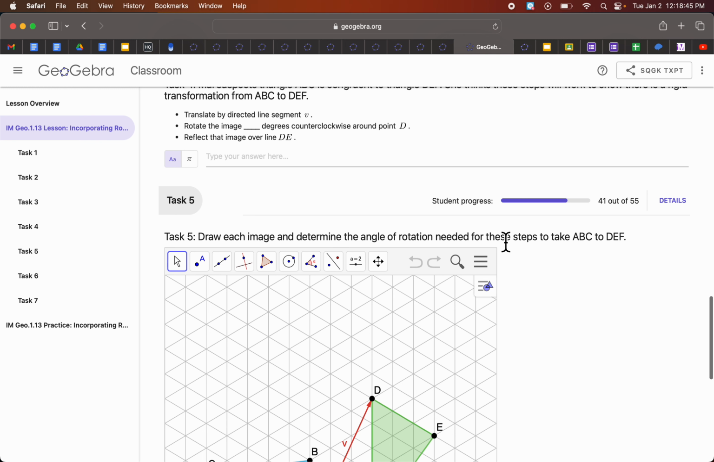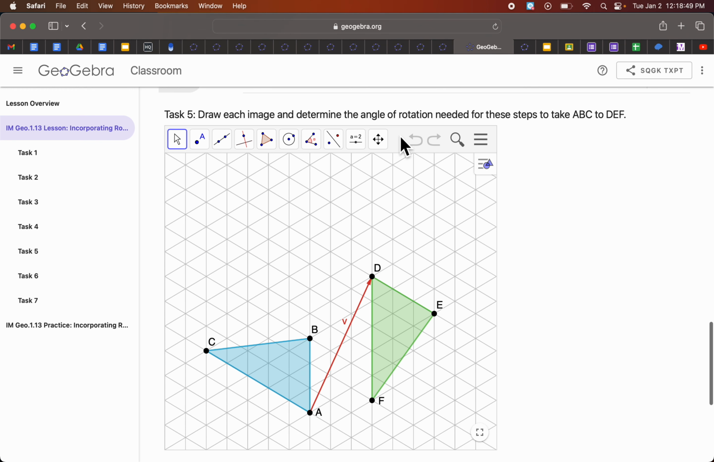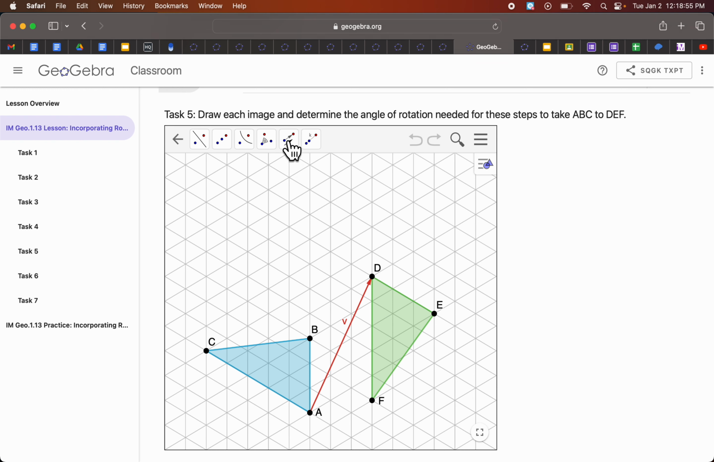Here we go. Translate by directed line segment V. Okay, so I'm going to go up to this menu because this is where all my transformation tools live, and this is my translate by vector. I'm going to select this object, and I'm going to use vector V. Boom. Okay, so that went up there.